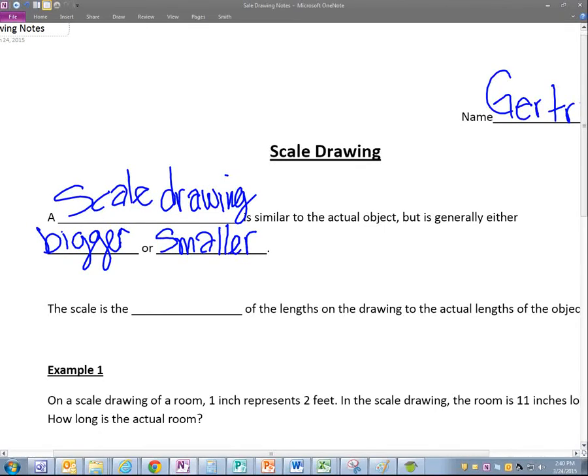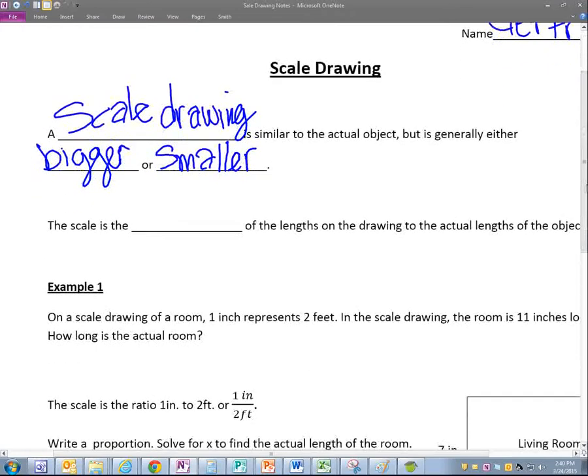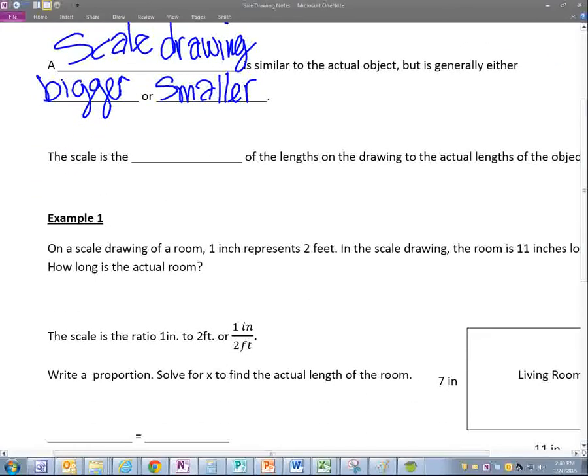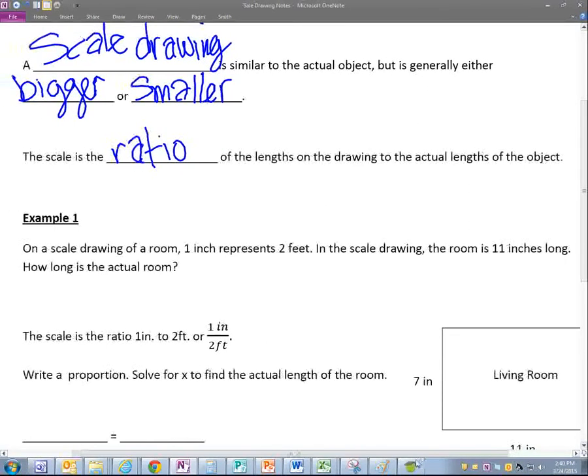The scale is actually the ratio of lengths on the drawing and its actual lengths of the actual what? Let's try that again. Actually read it this time. The scale is the ratio of the lengths on the drawing to the actual lengths of the object. So if I had a scale model of this beautiful historic building.